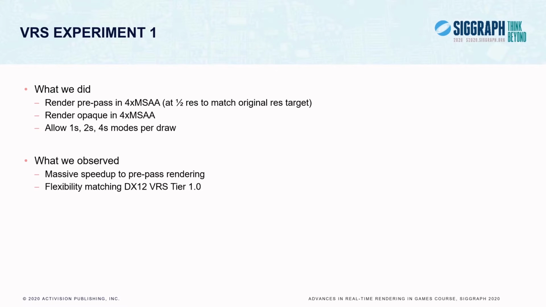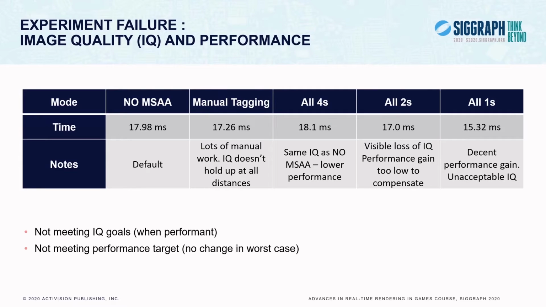So that's exactly what we did. We set up 4x MSAA buffers, depth and color, and we allowed each draw call to render with 1 subsample, 2 subsamples, or 4 subsamples. So what we observed, and what was kind of a clear win, was a massive speed up to prepass rendering, especially foliage, where basically the minimized wavefront counts and more efficient alpha cutout due to combined SV coverage output was a huge gain. In terms of flexibility, this setup was matching DirectX 12 VRS Tier 1.